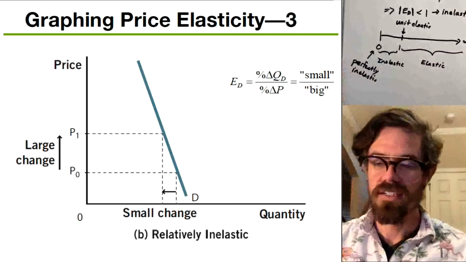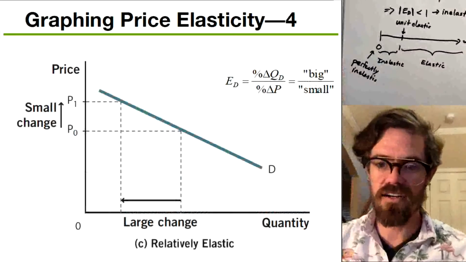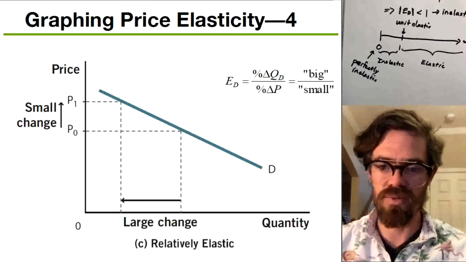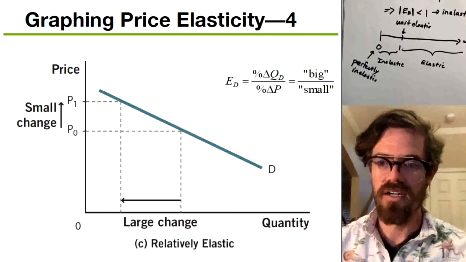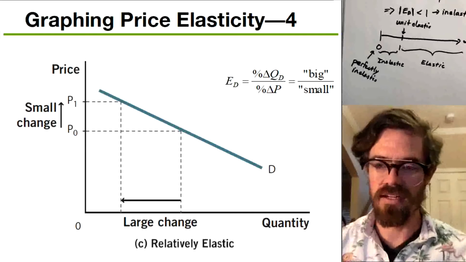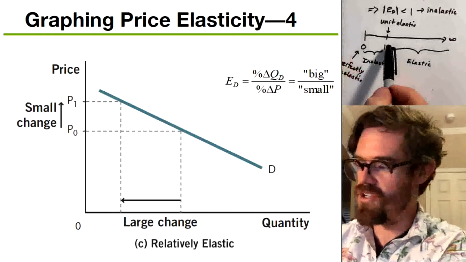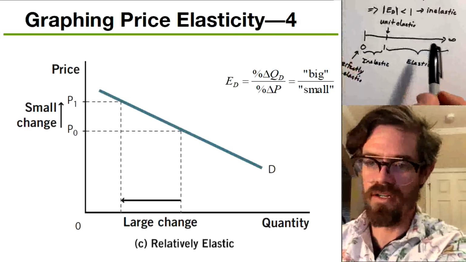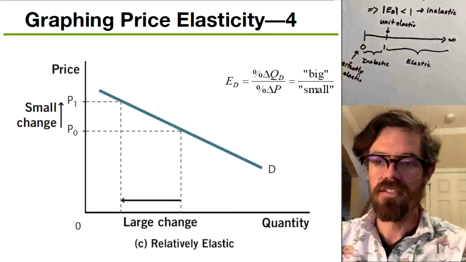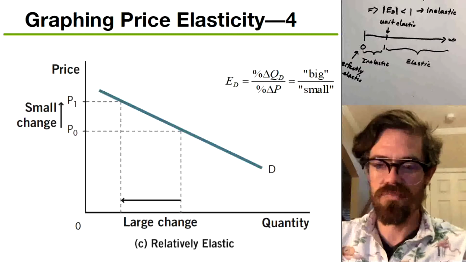But then as we get even flatter, we get more elastic. So now we have entered the relatively elastic range where the percent change in quantity demanded is big compared to the percent change in price, and so our fraction is something bigger than 1 in absolute value. So we've entered that elastic range.